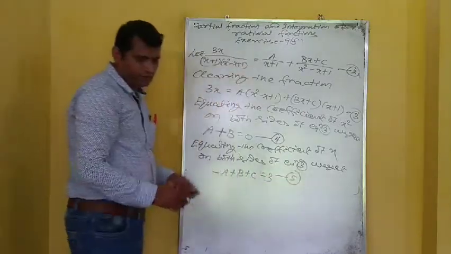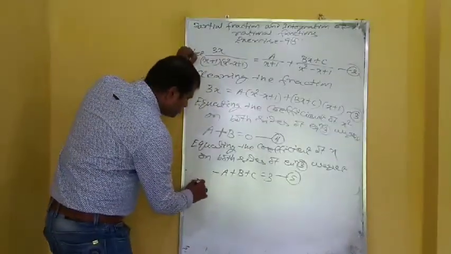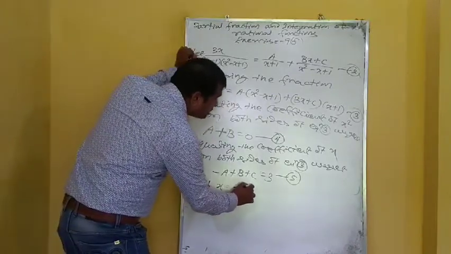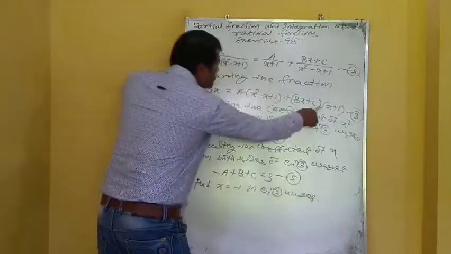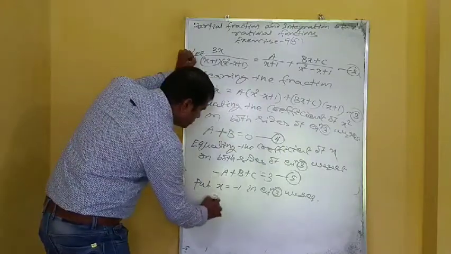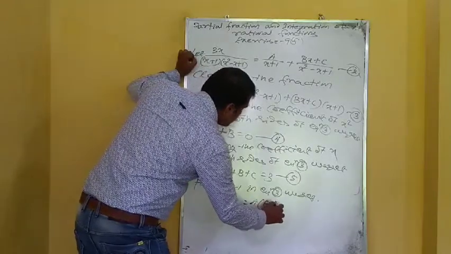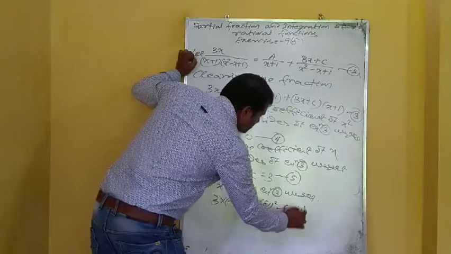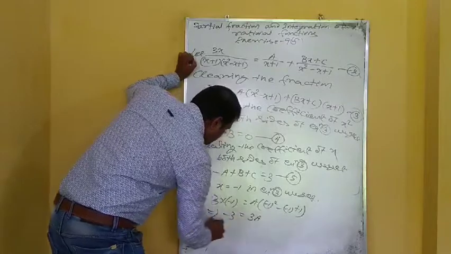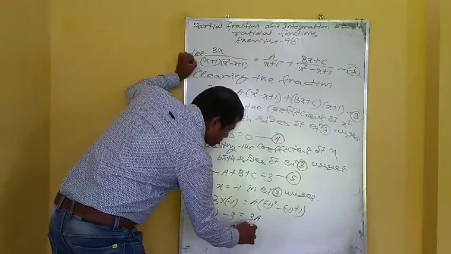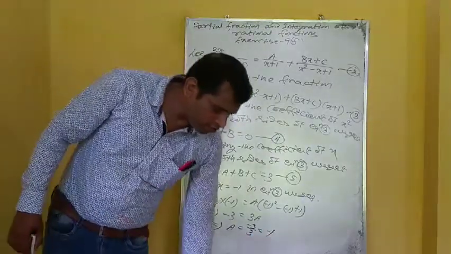Number 5. Now we put x equal to minus 1 in equation 3. We get that term becomes 0, so we only have 3 into minus 1 equal to a into minus 1 whole square minus of minus 1 plus 1 minus 3. That equals 3a, which implies a is equal to minus 3 by 3, equal to minus 1.